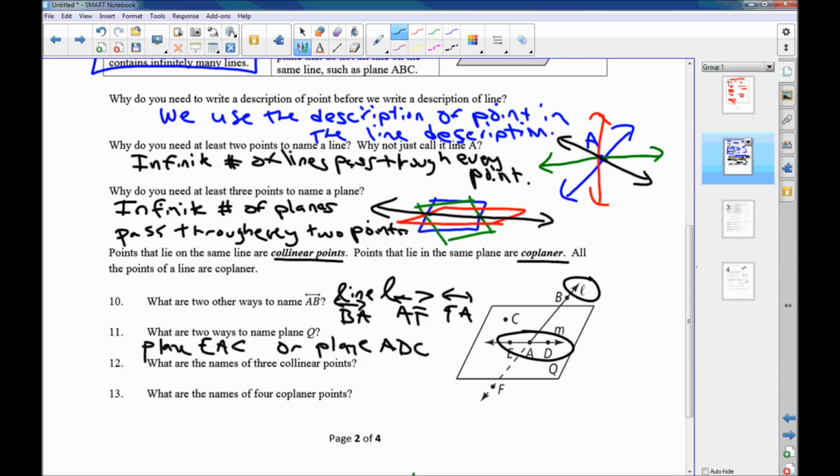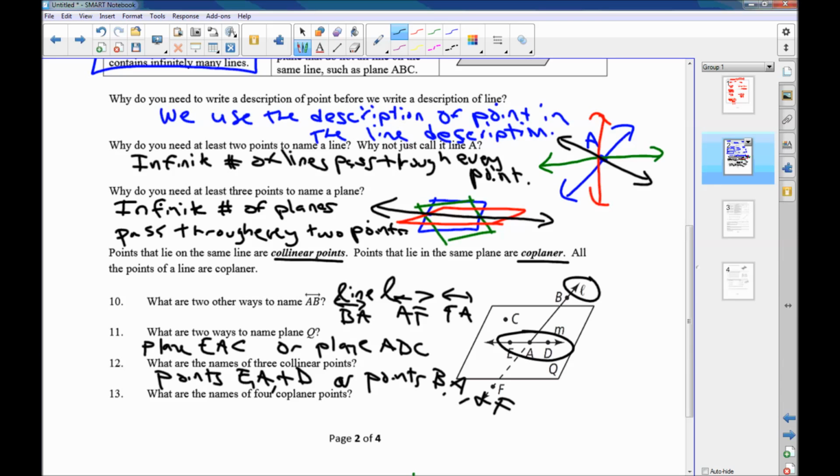Okay, and that would go back to our description of a plane, which is we need 3 points that are not collinear. Okay, so what are names of 3 collinear points? Well, I kind of gave that away, so there's 2 choices here. EAD are collinear. So points E, A, and D, and I should probably write that with the word points there. Or points, let's see, there's another set, B, A, and F. Okay, those are the line that goes straight through the plane.